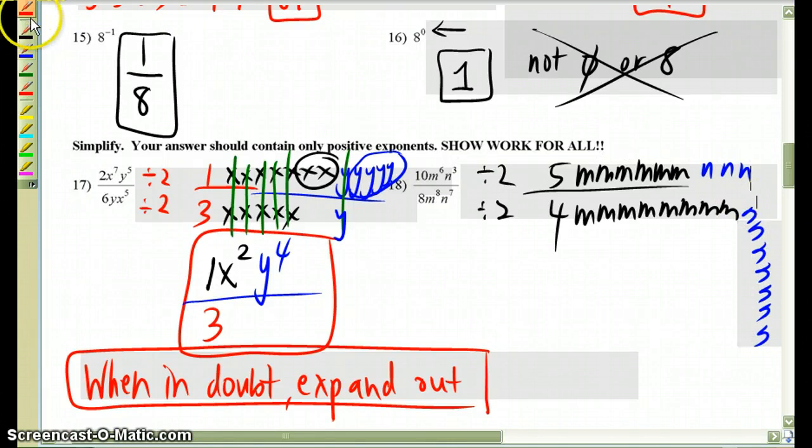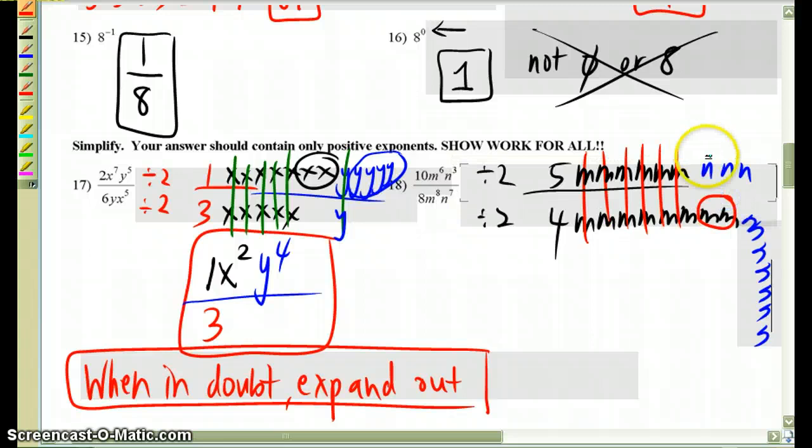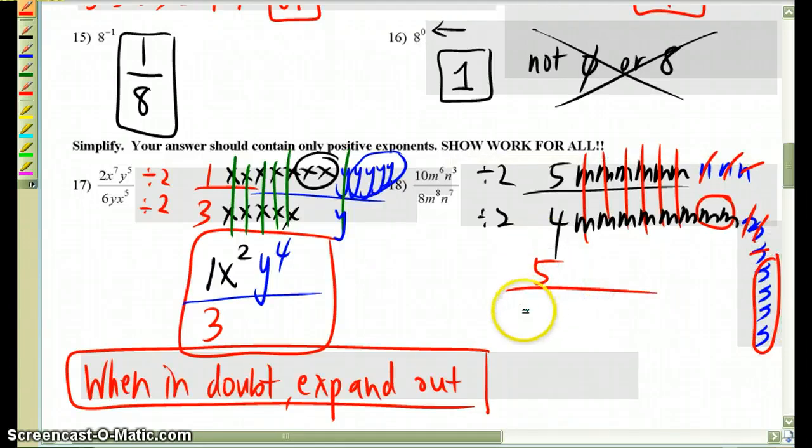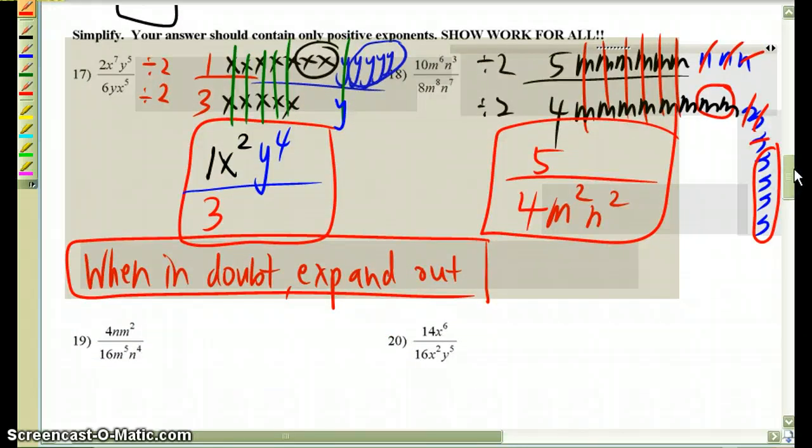So if I start canceling out, 1, 2, 3, 4, 5, 6. How many do I have left? You should have 2 at the bottom. And then cross 1 here, 1 here, 1 here, 1 here, 1 here, 1 here. I have 1, 2, 3, 4 left. So I have 5 in my numerator, 4 in my denominator, and I had 2 m's, m squared. And over here, I have 1, 2, 3, 4, n squared. Okay, final answer. I went a little quickly, but hopefully by now you should understand how to do 17.